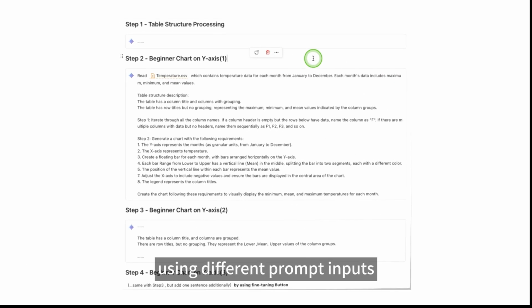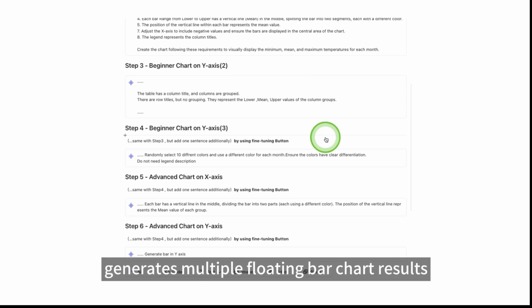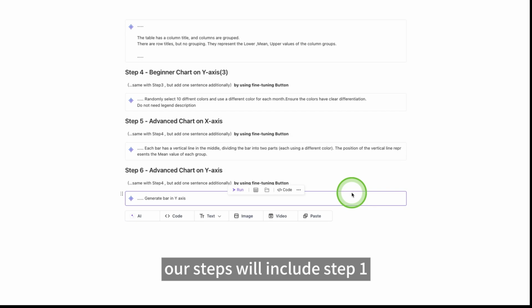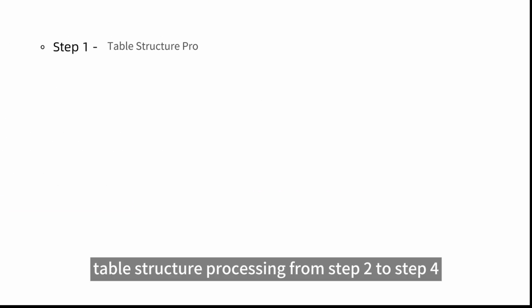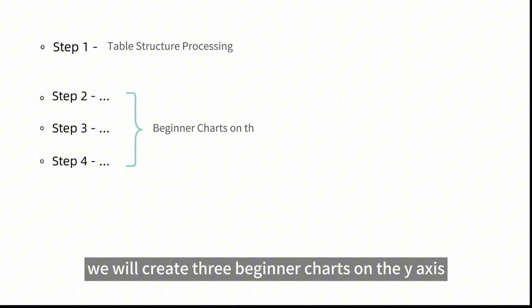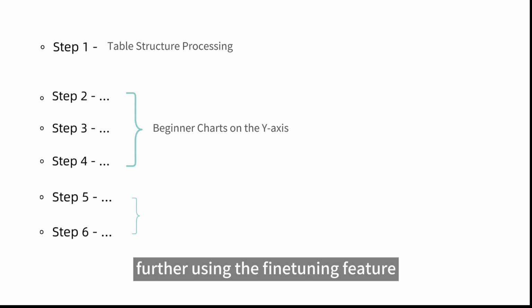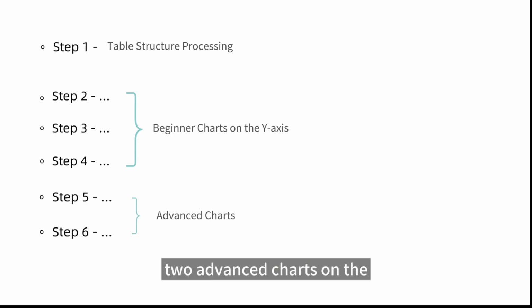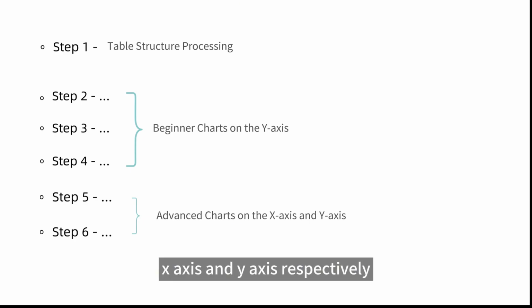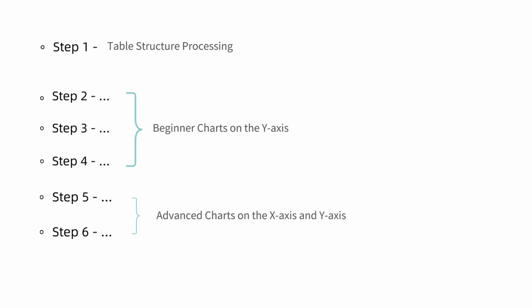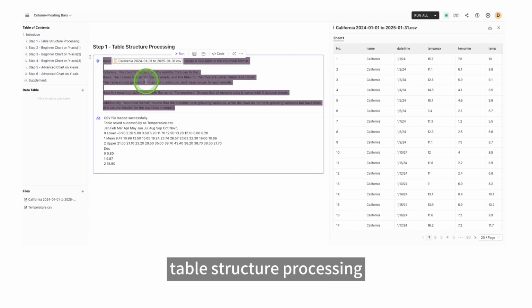Using different prompt inputs, we'll demonstrate how AI generates multiple floating bar chart results. Our steps will include: Step 1, table structure processing. From Step 2 to Step 4, we will create 3 beginner charts on the y-axis. Step 5 and Step 6, further using the fine-tuning feature, we will create 2 advanced charts on the x-axis and y-axis respectively.